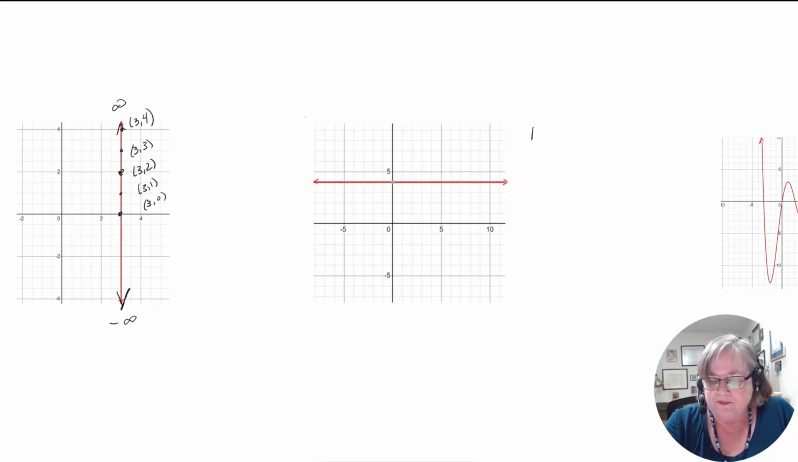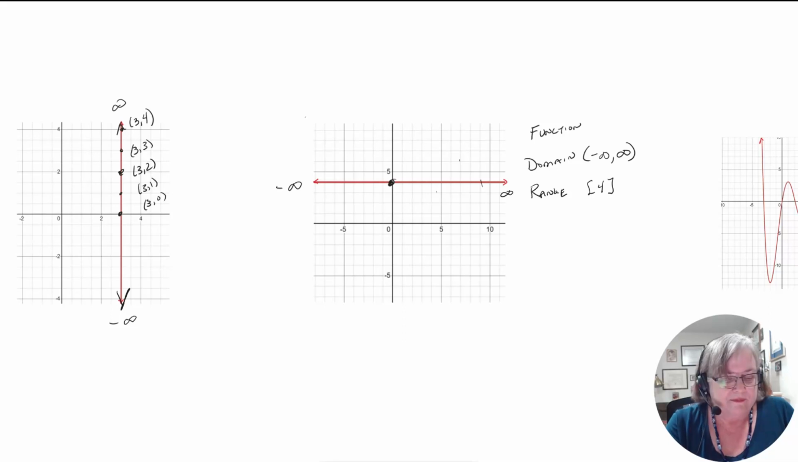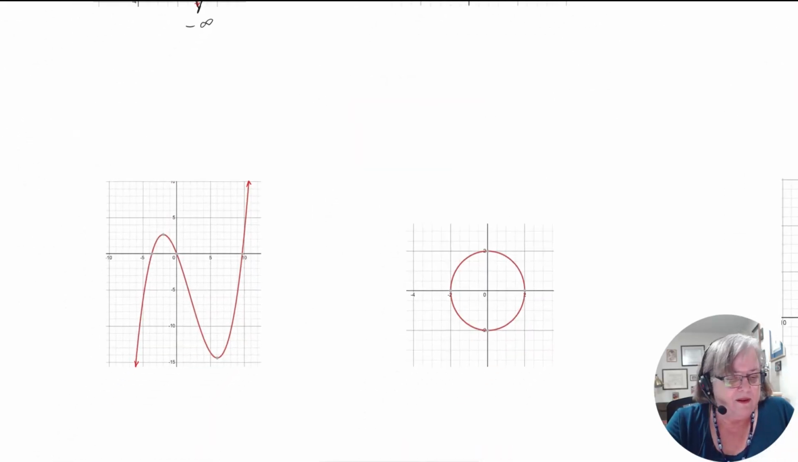This one is a function. Because if you pass that vertical line test, it only hits one point on that graph at a time. What's its domain? How far left does it go? Negative infinity. How far right does it go? Positive infinity. How far up and down does it go? It only goes through 4. That's all it's going to do. So its range is 4. And only 4. All right.